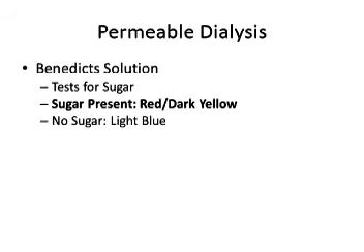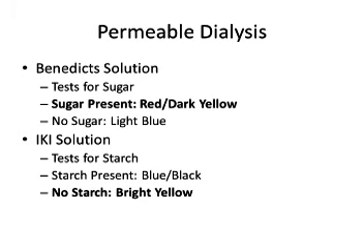And so you had two solutions, which were Benedict solution and IKI solution. Benedict solution tests for sugar, and what you would notice is that if sugar was present, the color would be red or a dark yellow. But if the Benedict solution was a light blue, that means that sugar wasn't present. For IKI, which tests for starch, if starch was present, the color would be a blue-black color. However, if there is no starch found in the solution that you're testing, the color would be bright yellow.